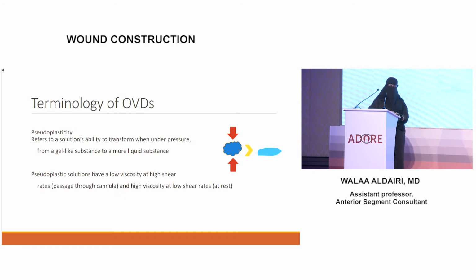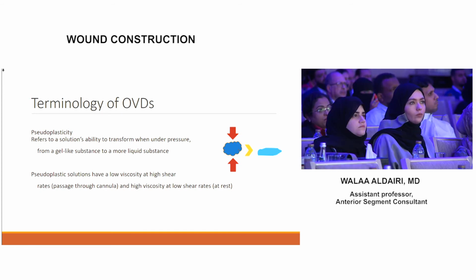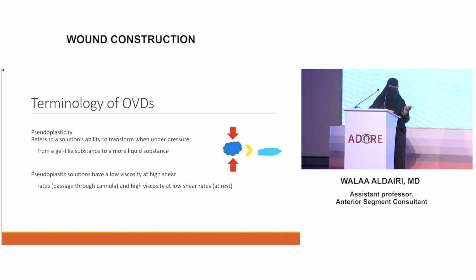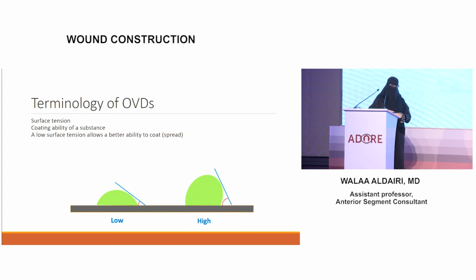Pseudoplasticity, it refers to the solution's ability to transform under pressure from the gel form to the liquid form. Pseudoplastic solutions, they have low viscosity at higher pressure, and they have high viscosity in low pressure. Surface tension, it means the coating ability of the substance. A low surface tension substance, it allows better coating and spread.